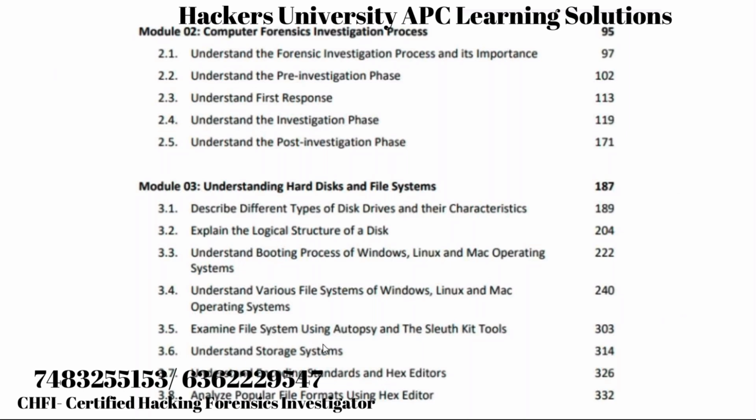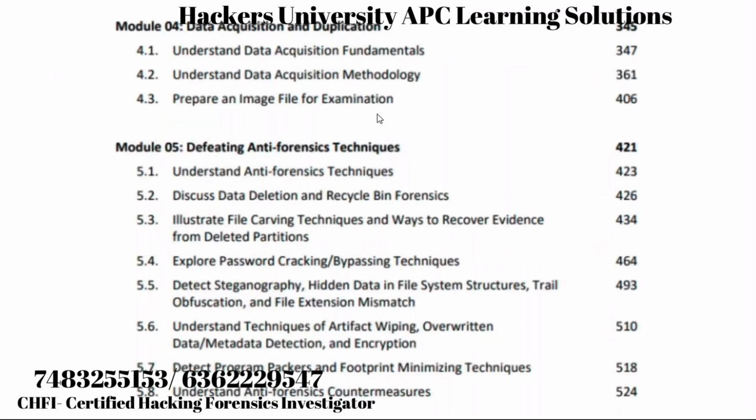Then examine file systems using Autopsy and The Sleuth Kit. Autopsy is a tool, and we will see how we can run this tool and examine the file system. And there is The Sleuth Kit tool, and then we understand storage systems, encoding standards and hex editors. Then we will analyze popular file formats using a hex editor. Then module 2 is all about data acquisition and duplication. So we'll see the fundamentals and the methodology, and then we will prepare an image file for examination. Here also we'll have a lot of practical.